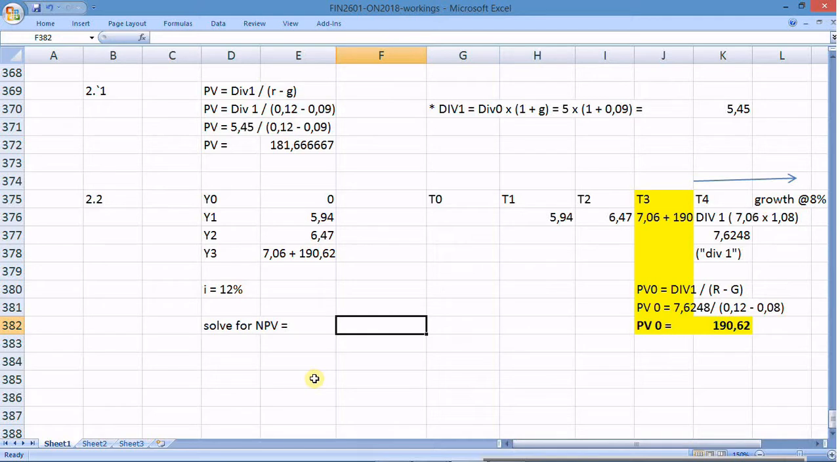Let's see. Okay, let's put this in. Okay, let's just check your cash mode. You put in 12%, yes, and 0, 5.94, 6.47, and this is, let's just add those two together just to check the answer. 7.06 plus 190.62 is 197.68. Yeah, you did put it in correctly. So that's all right. Okay, good. Okay, so that's the answer.